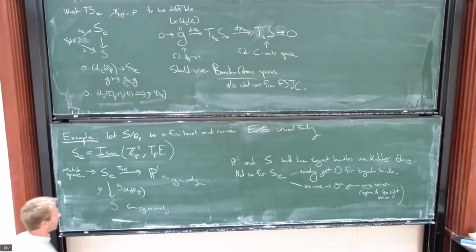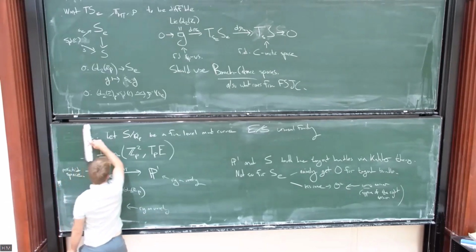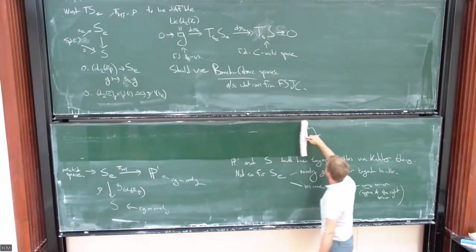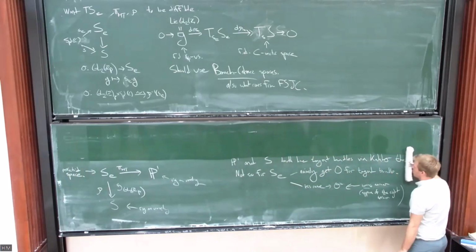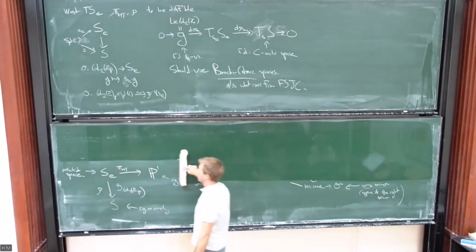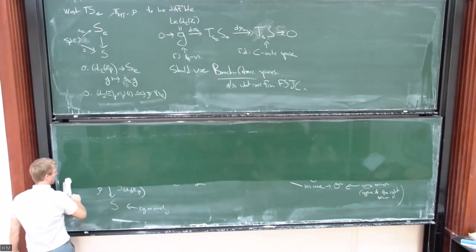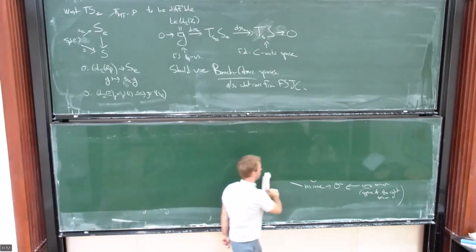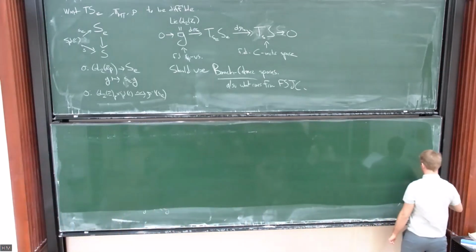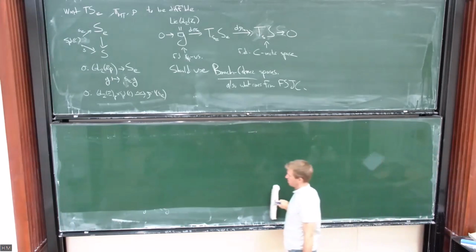Are there any questions while I erase? Is there an easy way to understand, so your space, of course, is a limit of torsors for a finite discrete group. How is that being covered in the picture here? Like, how do you see that things should die when you go to finite level?